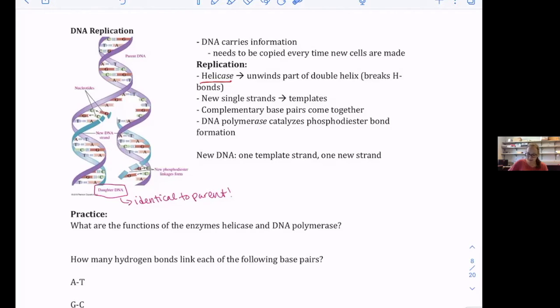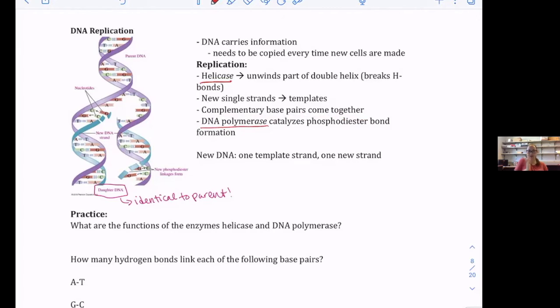Complementary base pairs come together. So more base pairs are going to be added in order to link these together. And an enzyme called DNA polymerase catalyzes the phosphodiester bond. So you have individual nucleotides coming in, and then DNA polymerase catalyzes the reaction to make new DNA.